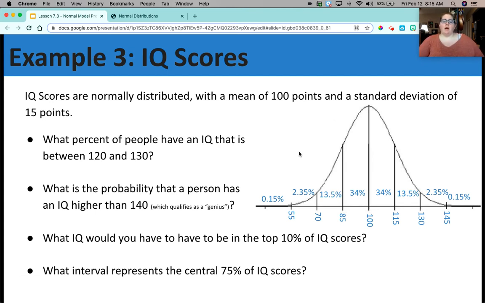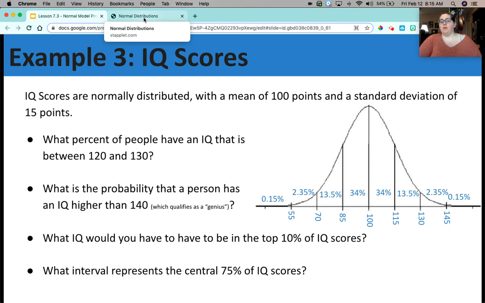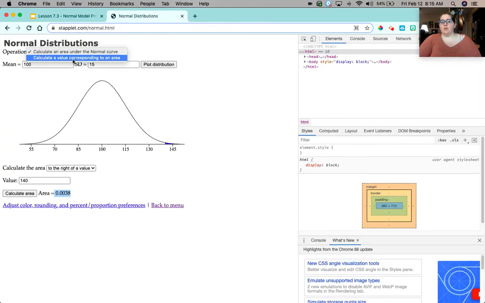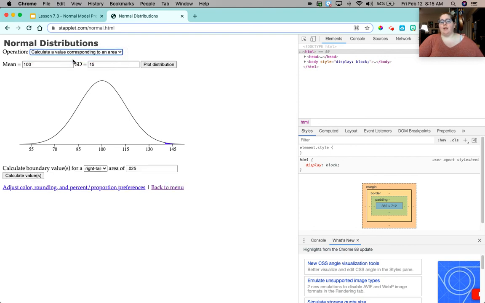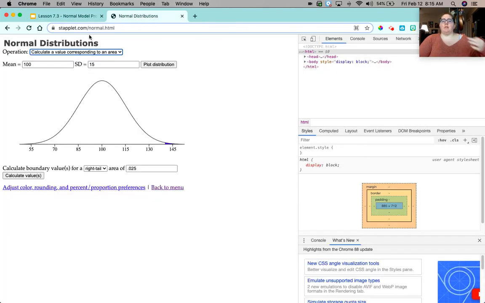The third question says, what IQ would you have to be in the top 10%? So this is one where we are using our thing backwards. This time we have a percent and we're looking for an actual IQ value. So that is when we switch it to calculate a value corresponding to an area, right? You can think of a value as a number on the x-axis. An area is a percentage or a probability. So if you're having trouble remembering which operation to use, maybe write down in your notes, value is x-axis number, area is percentage or probability, and that might help.